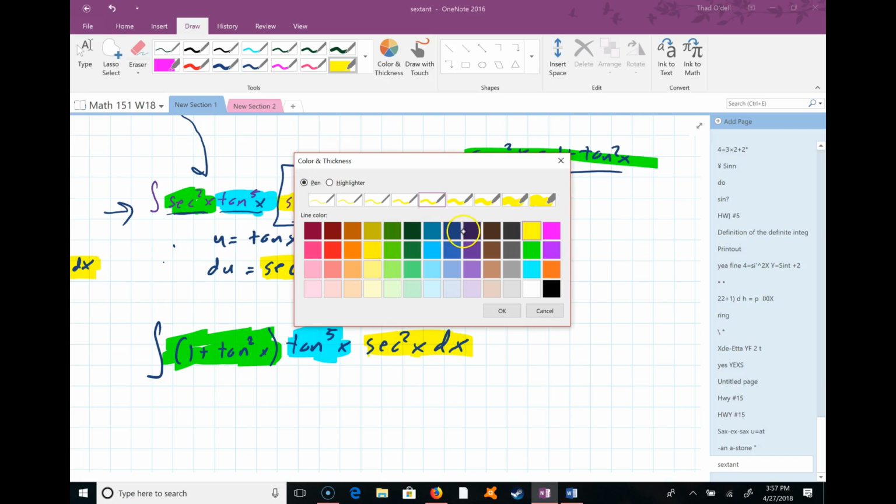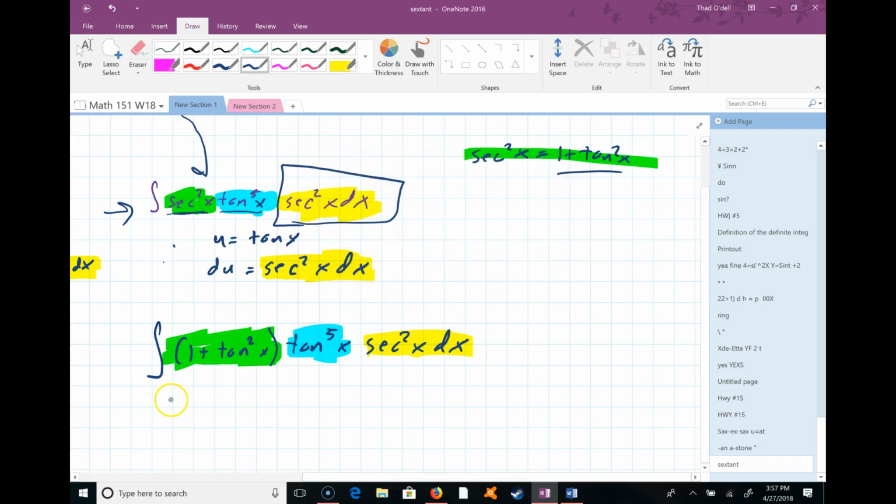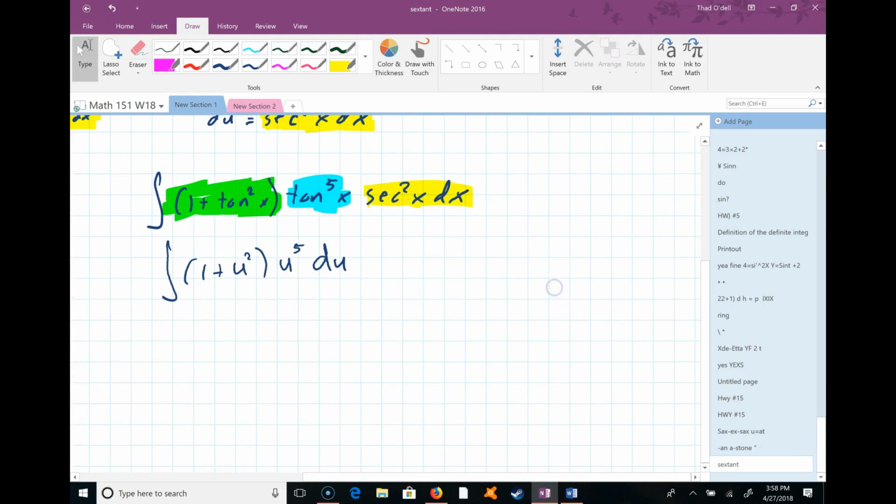So I'm going to change this. This is still going to be 1 plus, but since tangent is u, this is going to be u squared. That'll be u to the 5th. And this will be du. As you can see, that's exactly du, and there's nothing extra or nothing missing. This is exactly the right integral and matches up. So do a little distributive here. That'd be u to the 5th plus u to the 7th.